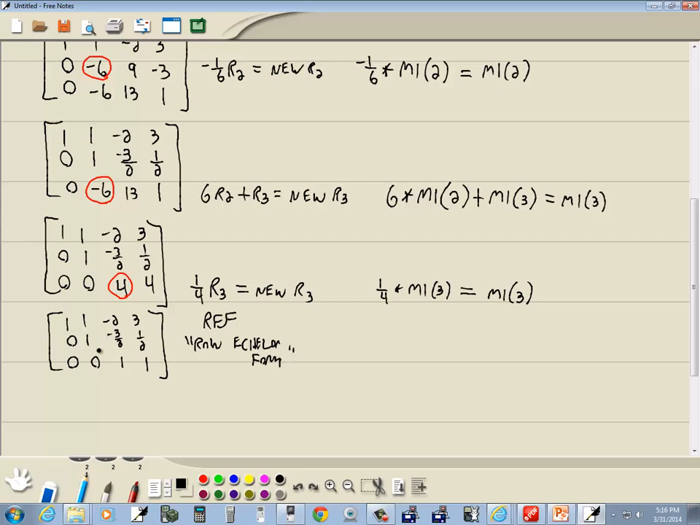And we could kick out of this. We could put the x, y, z's and equals back in. And this would look like x plus y minus 2z is equal to 3. And y minus 3/2 z is equal to 1/2. And z is equal to 1. And then after you do that, you would use backward substitution to solve it.